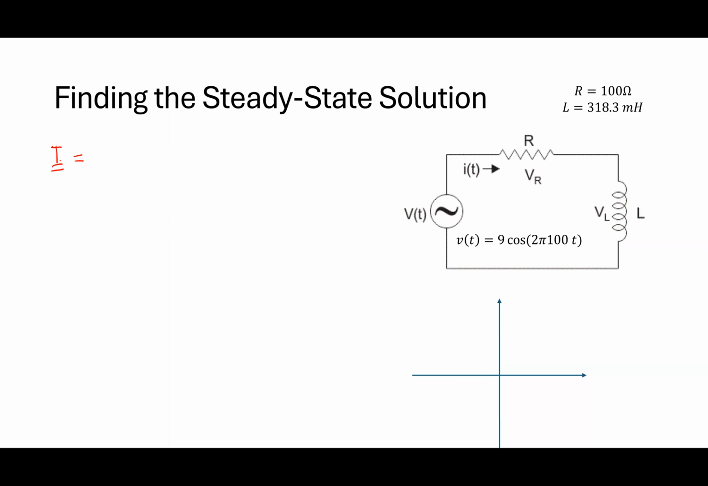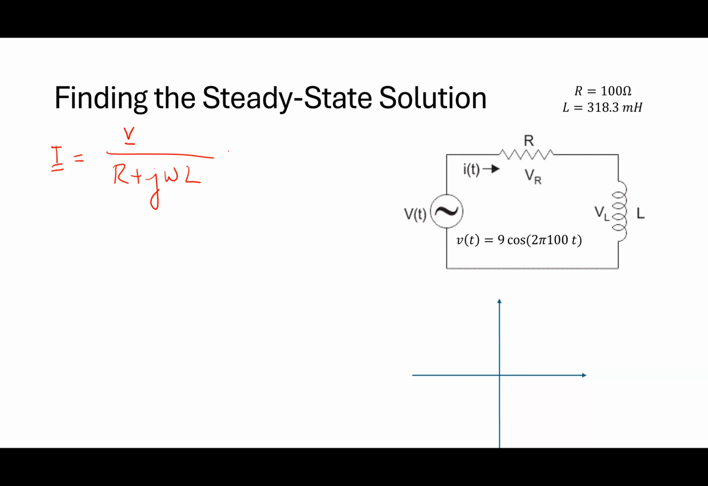Current is the voltage divided by the impedance, right? I have a series impedance: a resistor in series with an inductor, and a voltage source. So the current is whatever the voltage phasor is, divided by, what would it be in this case? Yep, R plus jωL. I've given what the L is, and ω is 2π100, so I'd plug all that in and do the calculation.